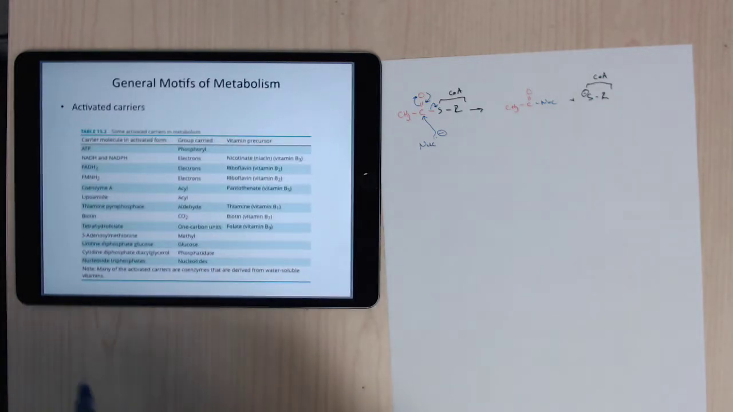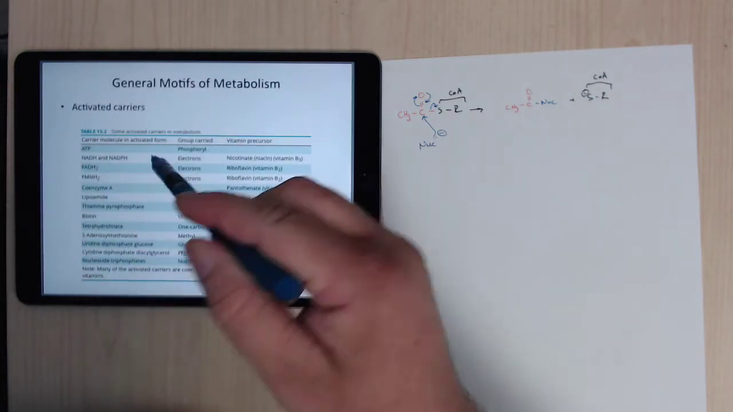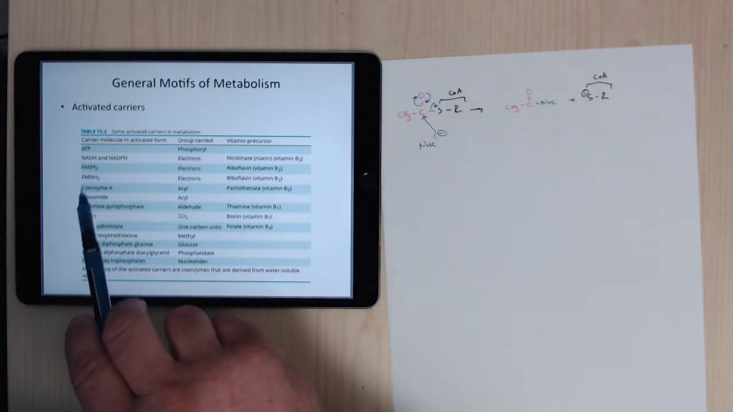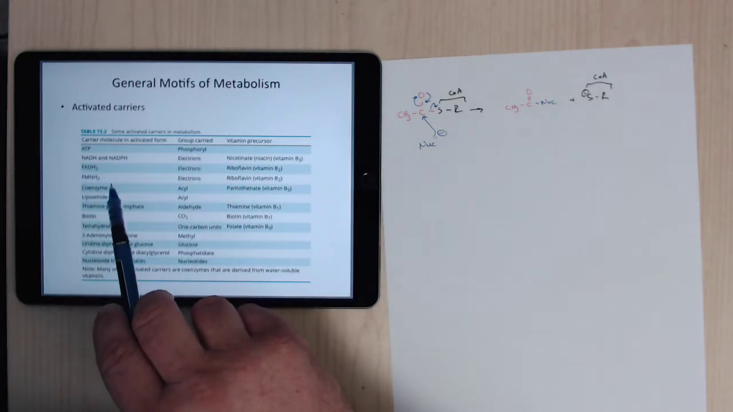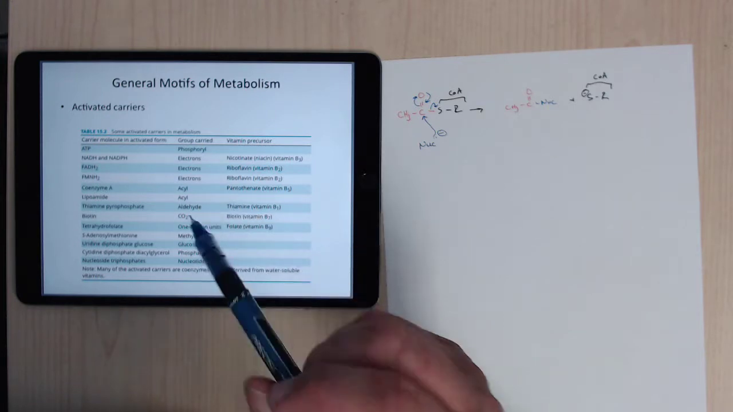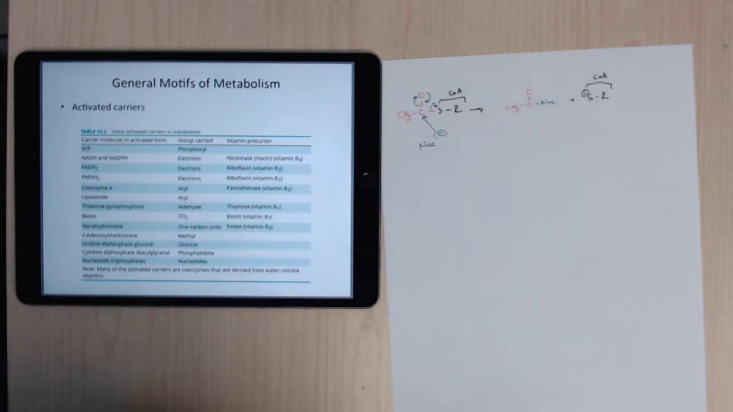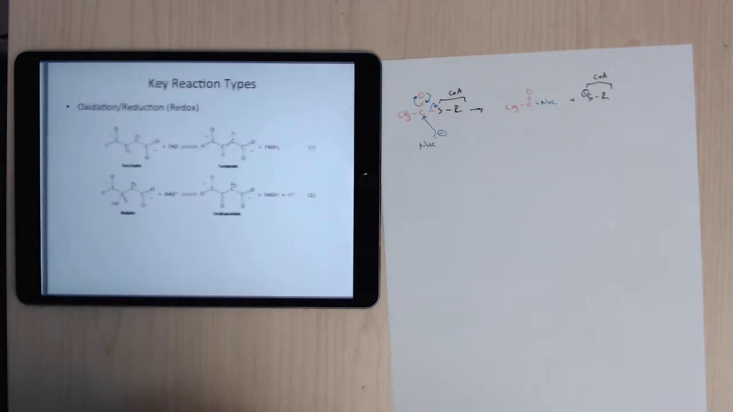So there's a bunch of different types of activated carriers. ATP if you want to do phosphate, the flavins if you need electrons, acyl groups, aldehydes, whatever. So there's a whole bunch of these things that are used repeatedly, and it can provide flexibility. Okay.